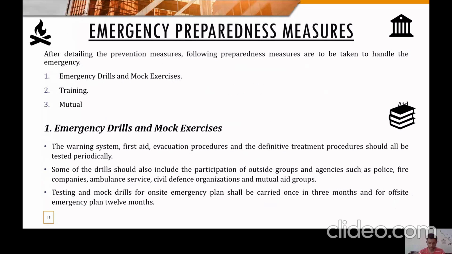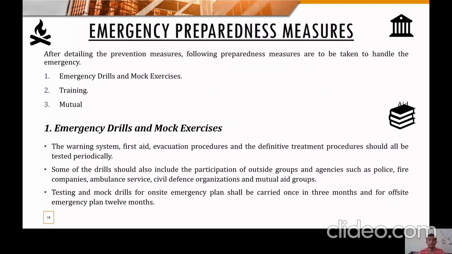Each mock drill should be recorded with the observations, and the deficiencies to be rectified within 24 hours. It means that within 24 hours it should be done at a city gate station. The warning system, the first aid evacuation procedure and a definitive treatment procedure should be tested periodically. It means at a regular time.